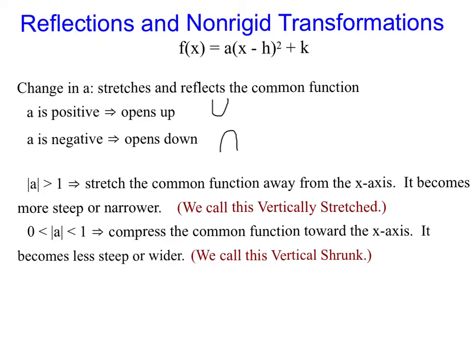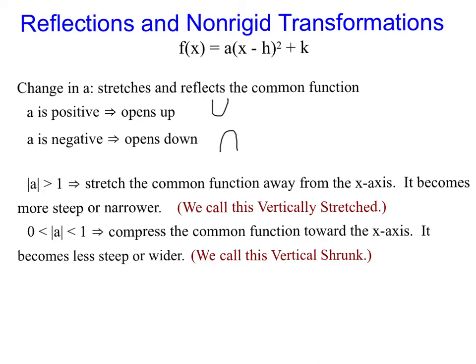Now let's take a look at some non-rigid transformations. The bigger the a value becomes, the more vertically stretched it becomes. And the closer that a value gets to 0, for example, between 0 and 1, the more vertically shrunk it becomes. Now, what does that mean? Well, let me show you an example here.